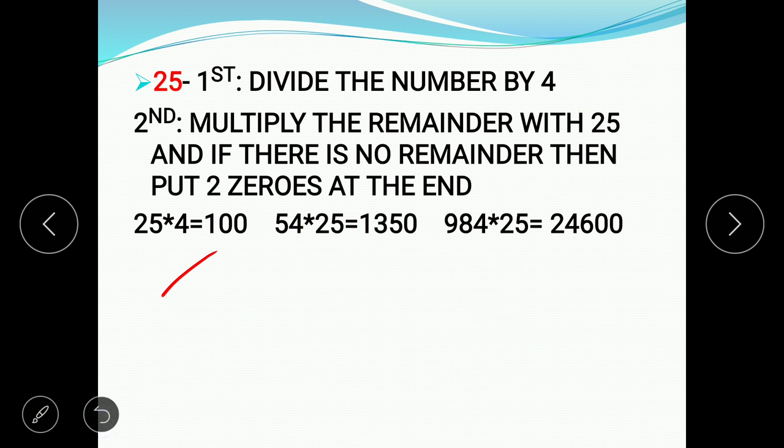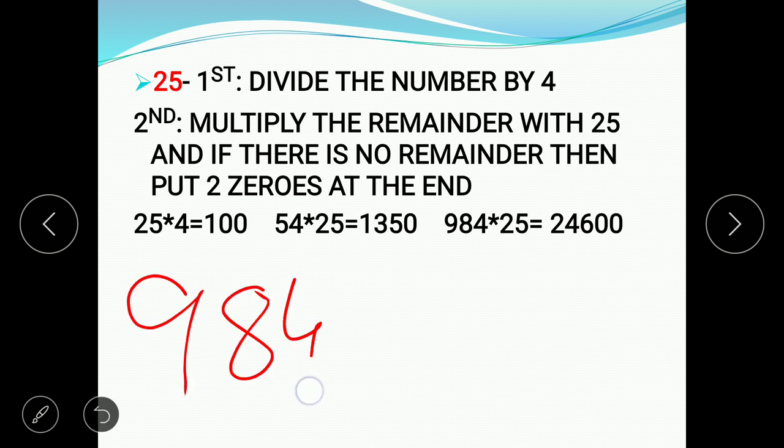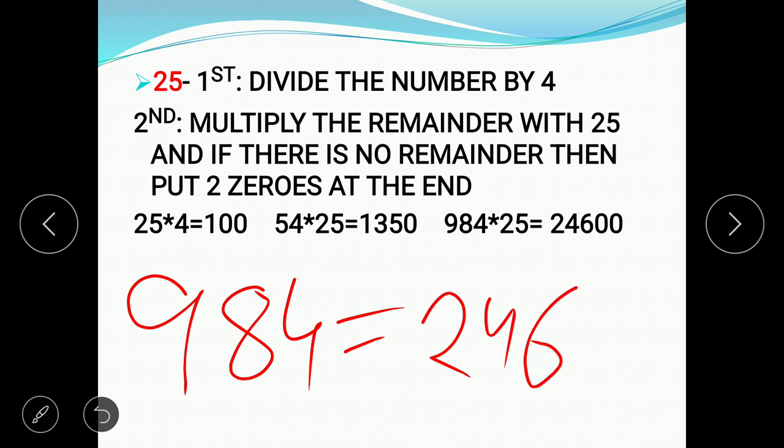Take another example as well: 984 into 25. First of all, divide 984 by 4. What is the quotient? Our quotient will be 246. When we divide 984 by 4, the remainder will be 0. Once again, the remainder is 0, so we will put 2 zeros here. Clear? Okay.